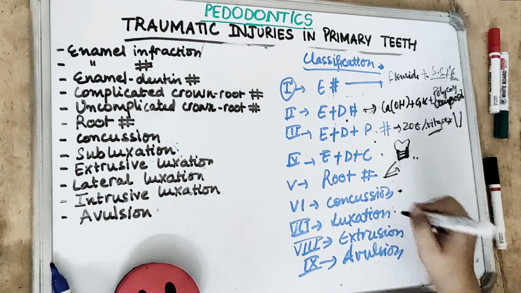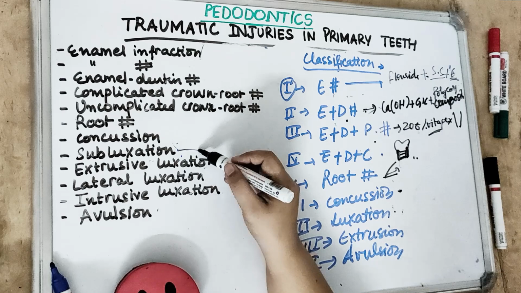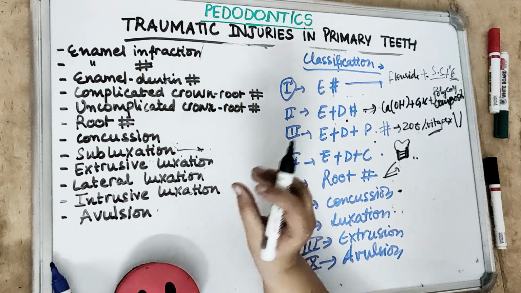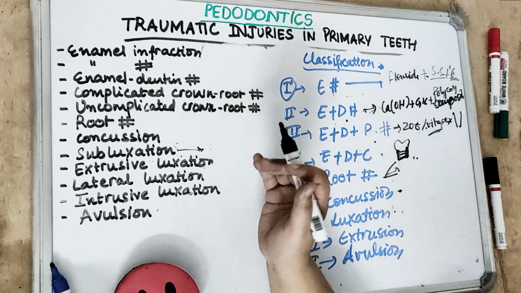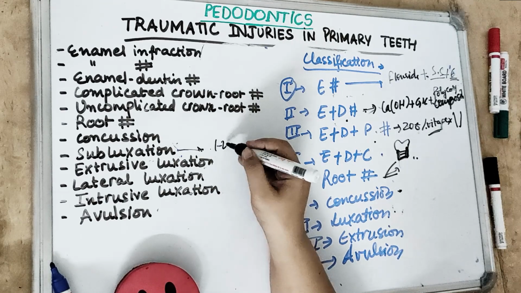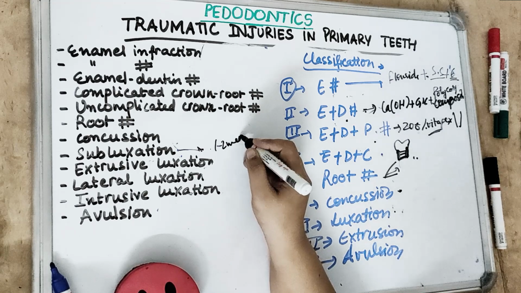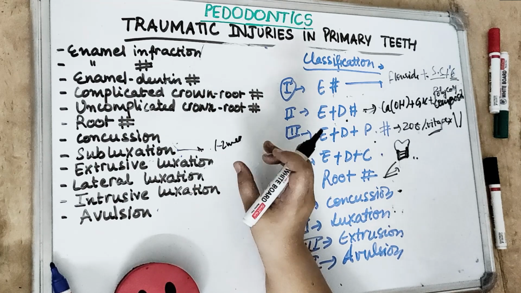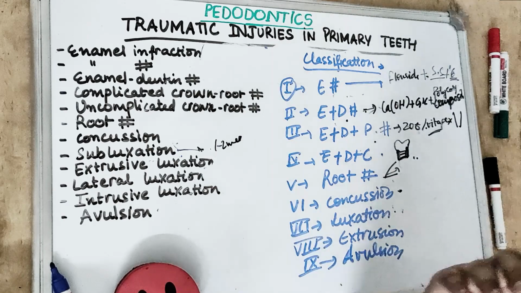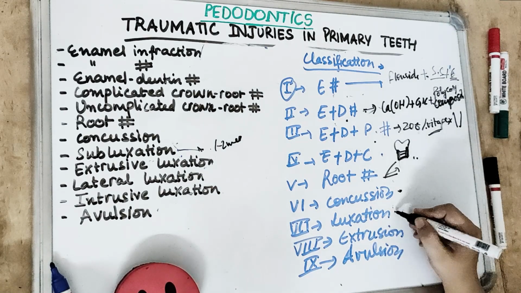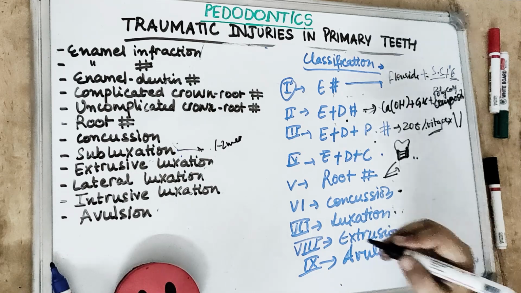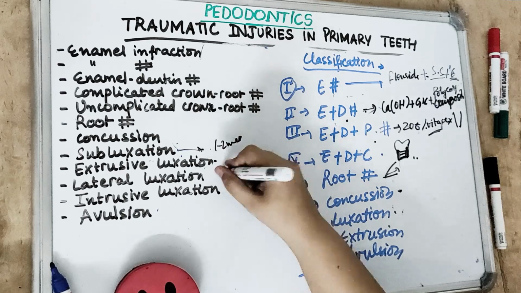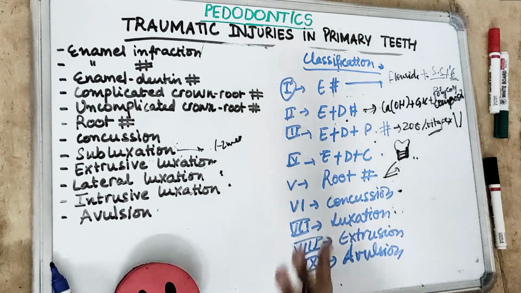So before luxation, let's talk about how to treat subluxation, when there is loosening of the teeth. If the tooth is slightly mobile, then we should advise the patient 1 to 2 weeks of soft diet, and the traumatized area should be kept as clean as possible. Now if there is marked mobility, then you should go for extraction. Coming to luxation, we have extrusive luxation, lateral luxation, and intrusive luxation. All these three we will talk about separately.